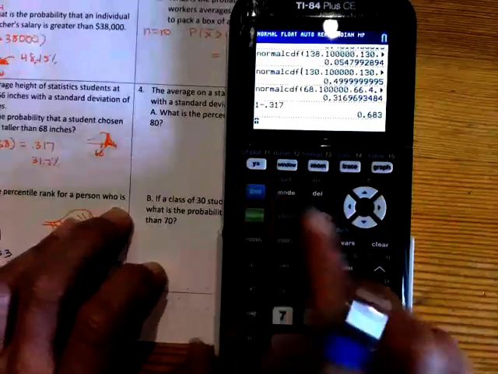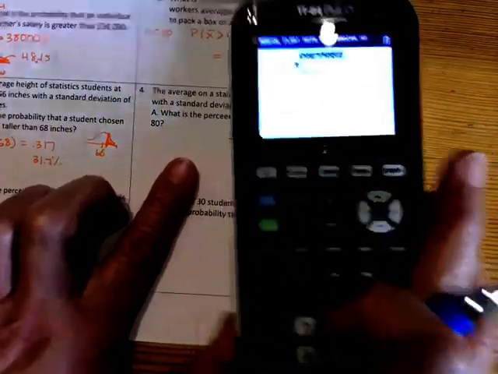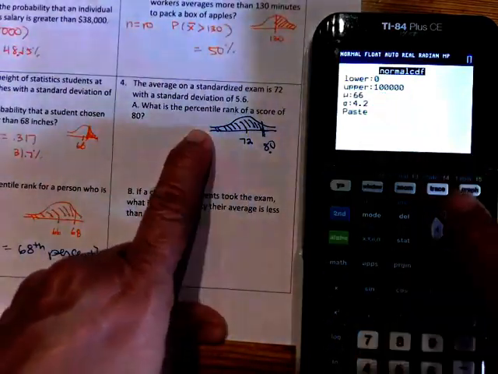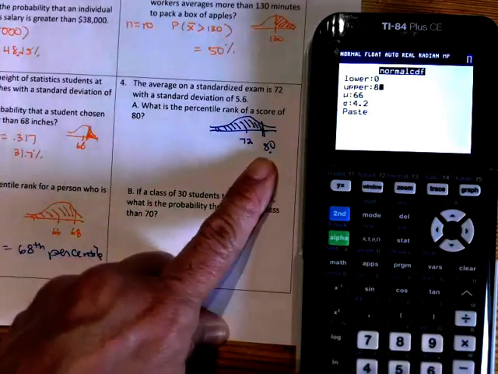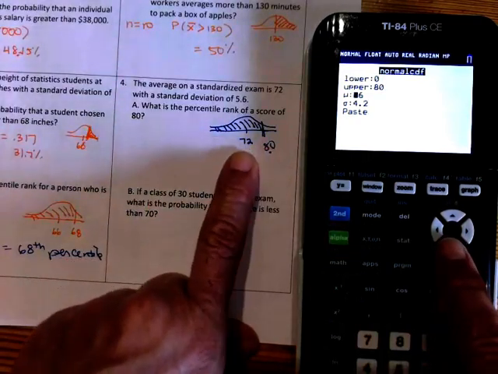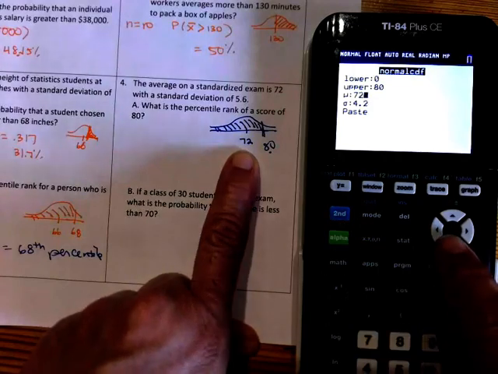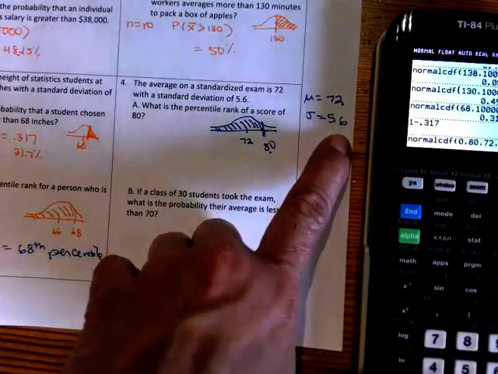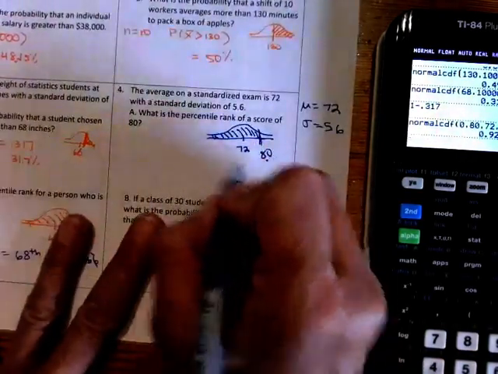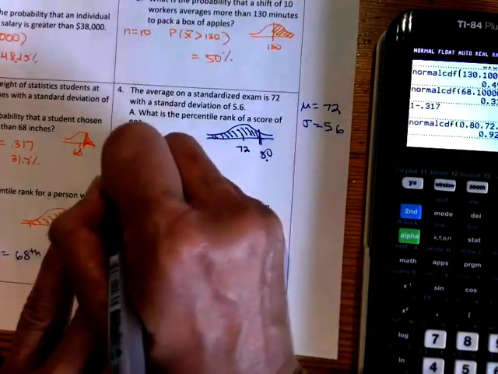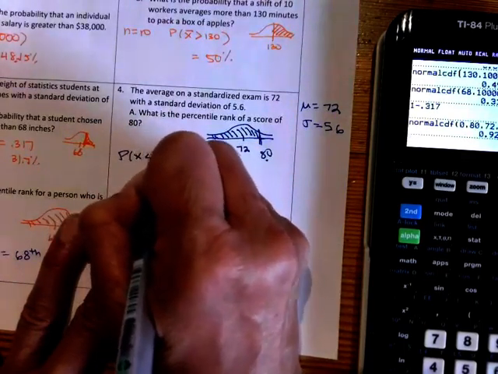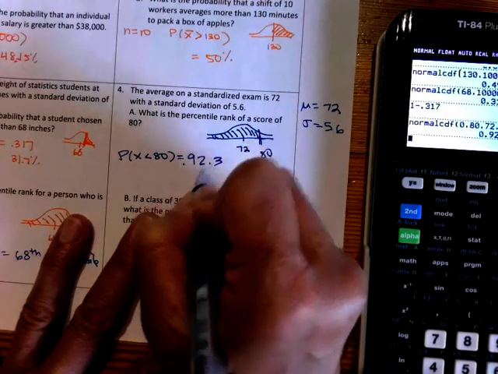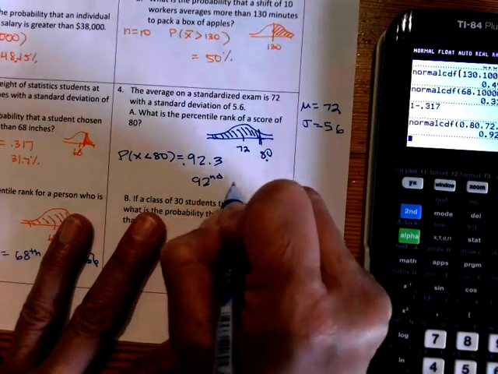So I'm looking for area, so it's still sticking with that normal CDF. My lower limit, 68 is not quite low enough, so maybe I'll just put 0. My upper limit, 80, that's where I stopped shading. The mu for this one is 72, and the sigma was 5.6, and we'll paste. So a person who scored an 80 has a percentile rank of 92.3, or we'd say maybe the 92nd percentile.